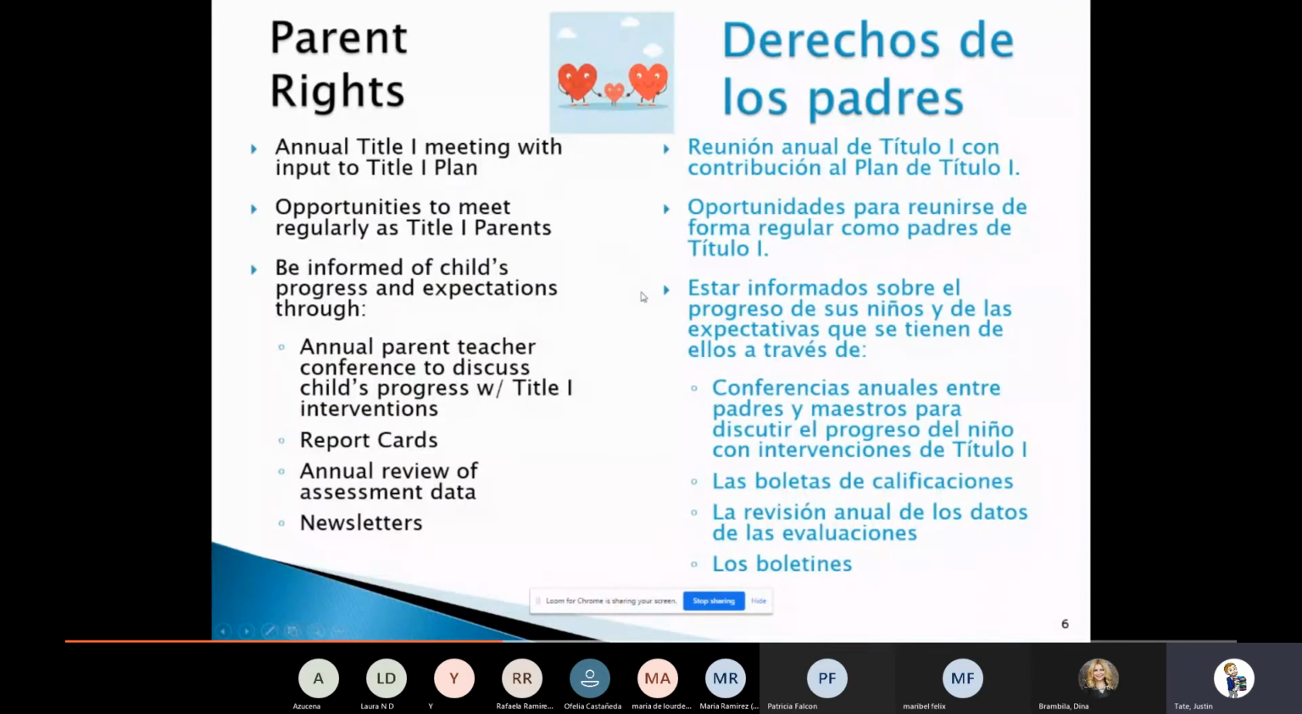Parent Rights. The annual Title I meeting with input to Title I plan. That is what we're doing today. Opportunities to meet regularly as Title I parents, to be informed of your child's progress and expectations, and this is done through annual parent-teacher conference to discuss your child's progress with Title I interventions, as well as report cards, an annual review of assessment data, and of course, any newsletters that your school distributes.